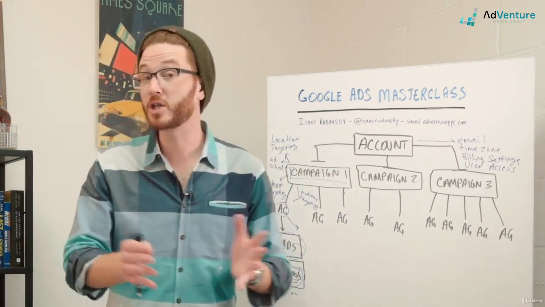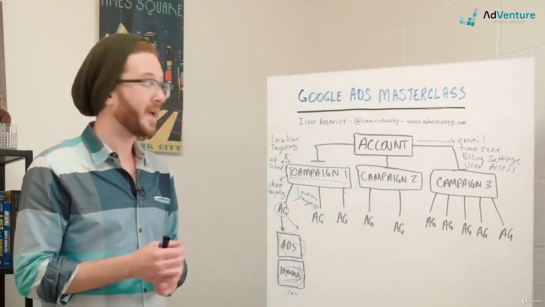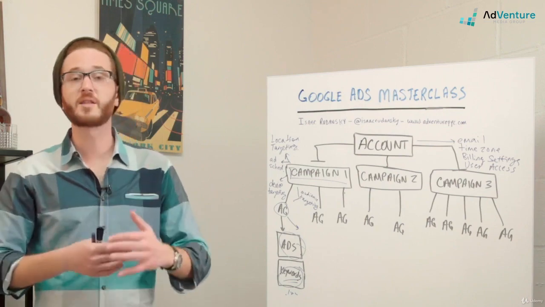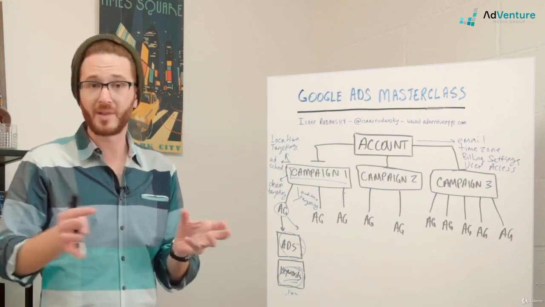I might want to give different budgets to different product groups. I might just want to be able to log in and look at my campaigns and see which ones are performing better. You'll get a sense of organization, and I would recommend doing that at a product level.